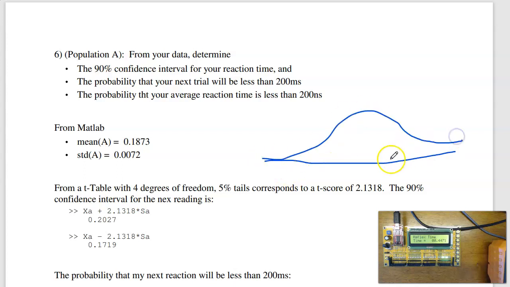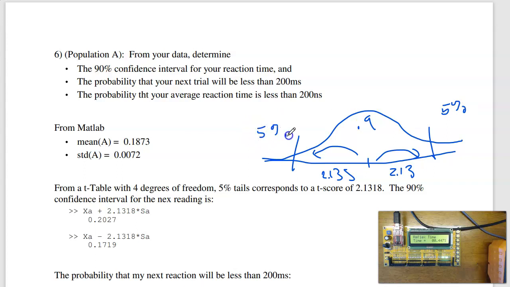So that's my reaction time. Here's the mean. I need to go left 2.13 standard deviations, and need to go right 2.13 standard deviations. And that captures 90% of the area, or 5% tails. Right tail is 5%, left tail is 5%. That says 90% of the time, my reaction time will be between 171 and 202 milliseconds.